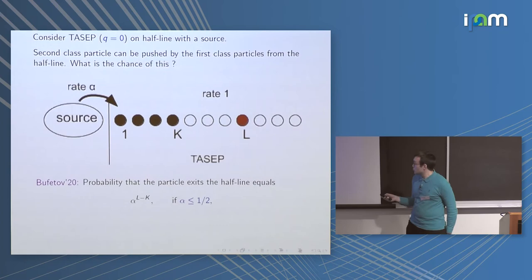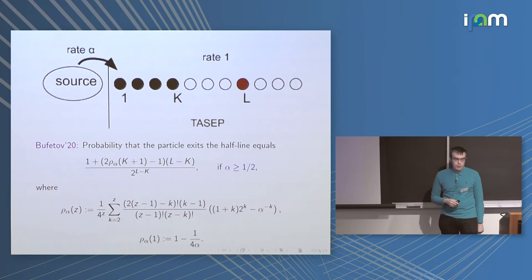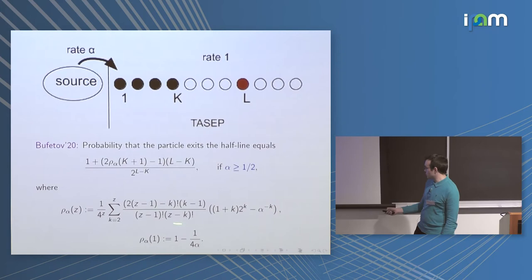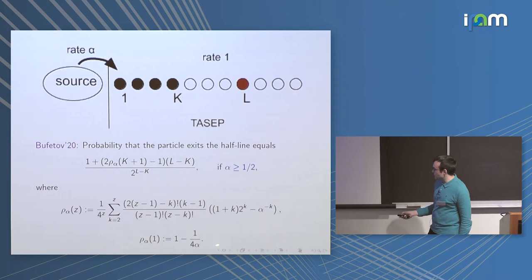But it is known that this phase transition happens at alpha equals 1/2, and for alpha greater than 1/2, the answers are more involved. So there is a certain specific formula, which I do not require you to read in all detail, just some somewhat complicated formula for the function rho alpha of z. Here z is an integer from 2 to plus infinity.